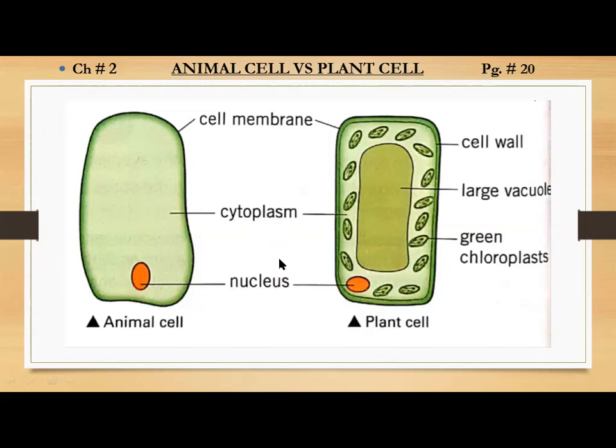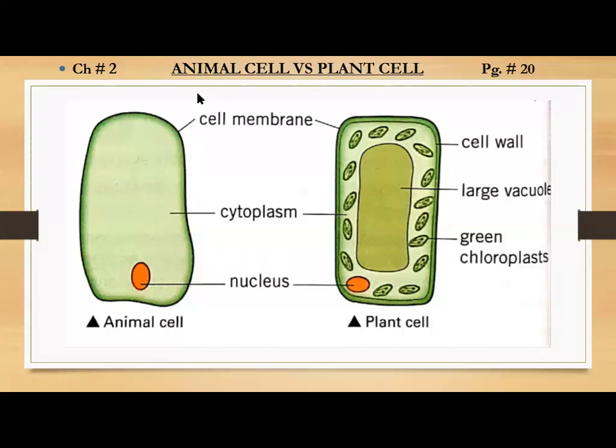Now there are some differences between animal cells and plant cells. The plant cells have a cell wall, but the animal cells do not have any cell wall. That's why the surface of the plant will be quite harder as compared to the animal cell. If you touch an animal cell, it will be soft. But if you touch the skin of the plant, you feel that it is quite hard. That is because of the cell wall.